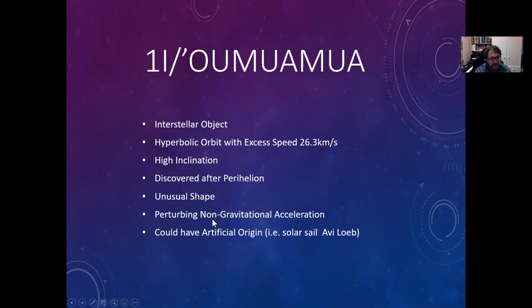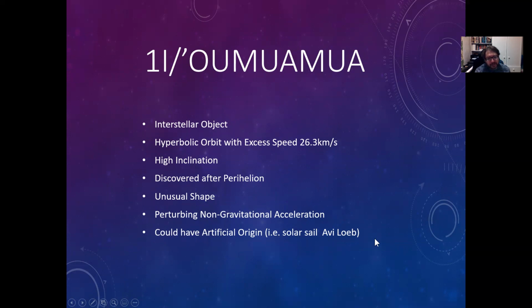It had a peculiar perturbing non-gravitational acceleration, and that is evidence of a force which was exerted on Oumuamua. The exact nature of that force is unknown, but it's been speculated that it could be solar radiation pressure generated by a solar sail. So in fact, Oumuamua could be a huge solar sail, which is a means of propulsion which exploits the radiation of the sun and stars. This was suggested by Avi Loeb, so it could be of artificial origin, and the only way of finding out is actually to send a mission.